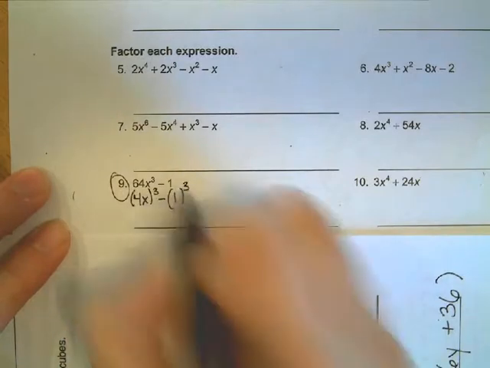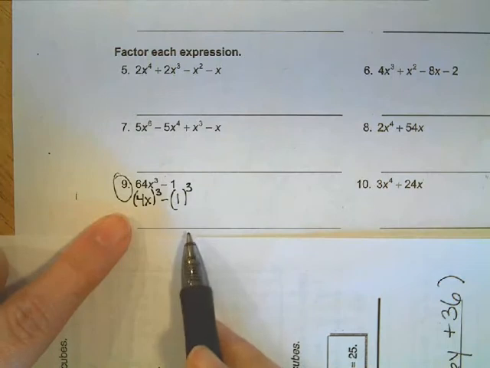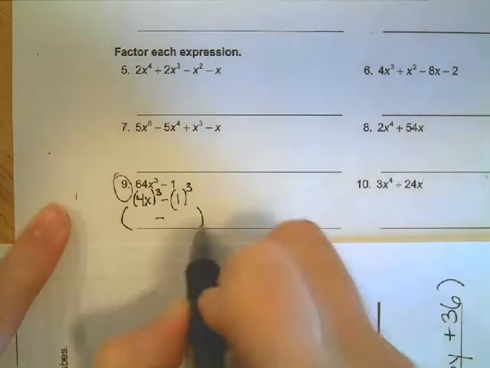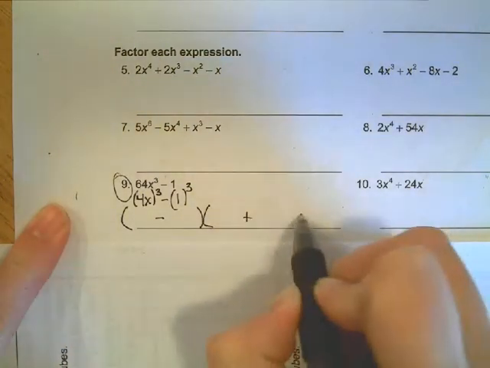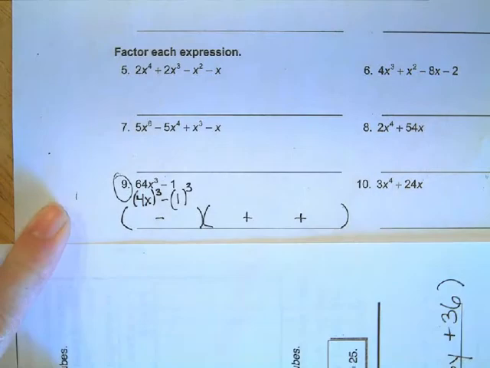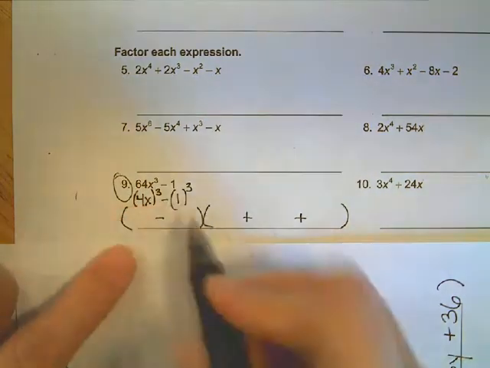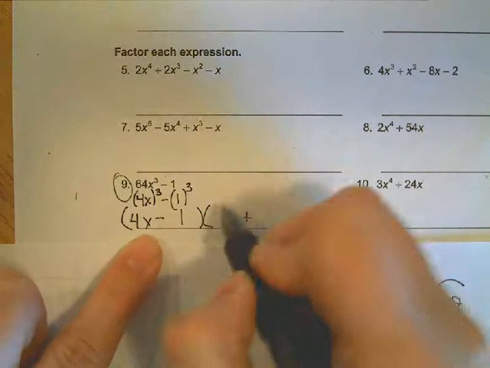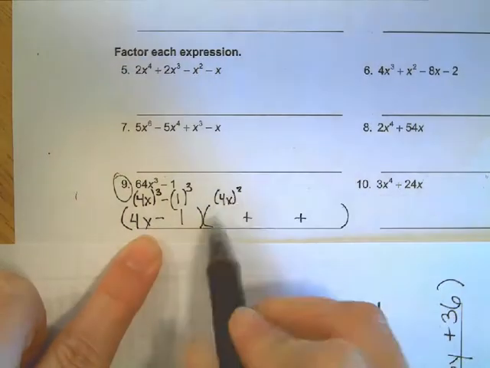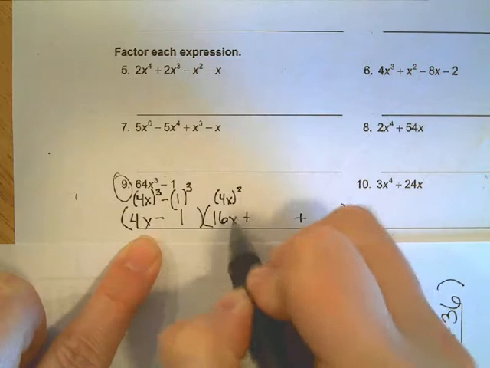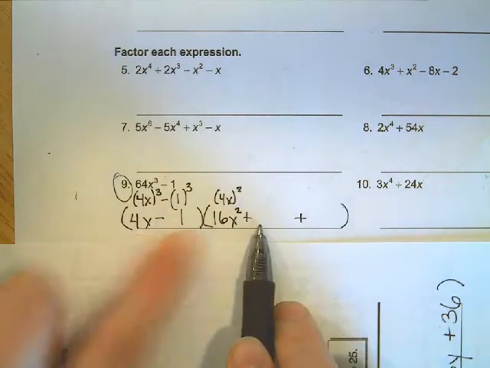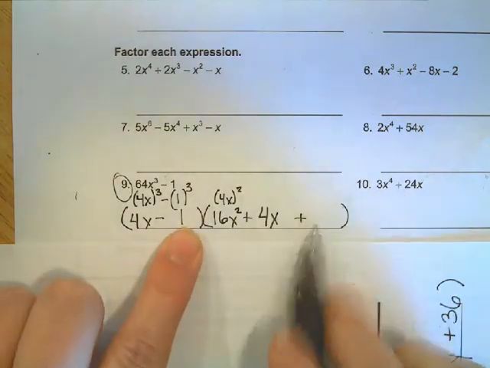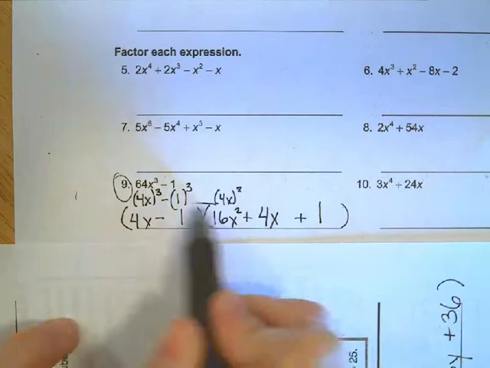Then we're just going to follow our pattern for the difference of 2 cubes. We start with a binomial with a subtraction in it. Then we have a trinomial where both of the signs are positive. Pull down your 2 pieces, 4x and 1. Here you're going to square the 4x. 4x quantity squared. 4 squared is 16. x squared is x squared. Here you're going to multiply the 2 pieces, 4x times 1. And here you're going to square the last term. 1 squared is 1. So this is your final answer for number 9.